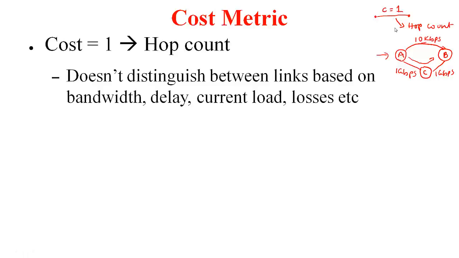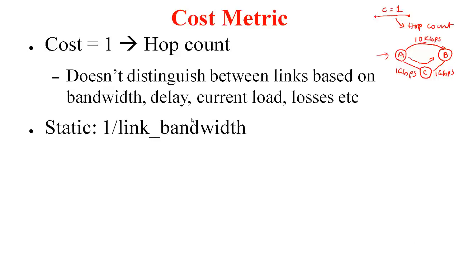So setting the cost equal to 1 is not a good metric. Basically, it doesn't distinguish between links based on bandwidth, not just bandwidth, delay, current load, losses, and so forth. In light of the above, can you think of a better metric? So looking at the example above, you might have thought, why not set the metric to 1 over link bandwidth? So if the bandwidth is very low, this cost will be very high, and vice versa. I am calling this a static metric because once the cable is laid out, the bandwidth does not change. So this metric also typically does not change over time.